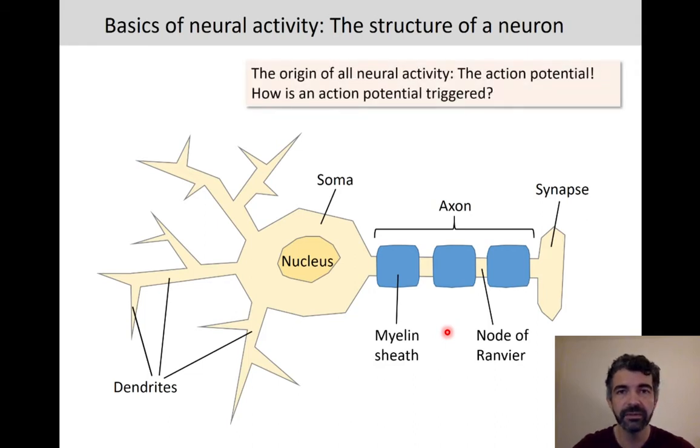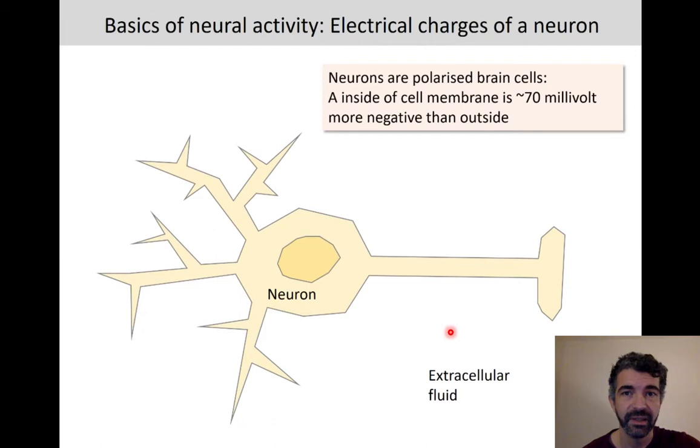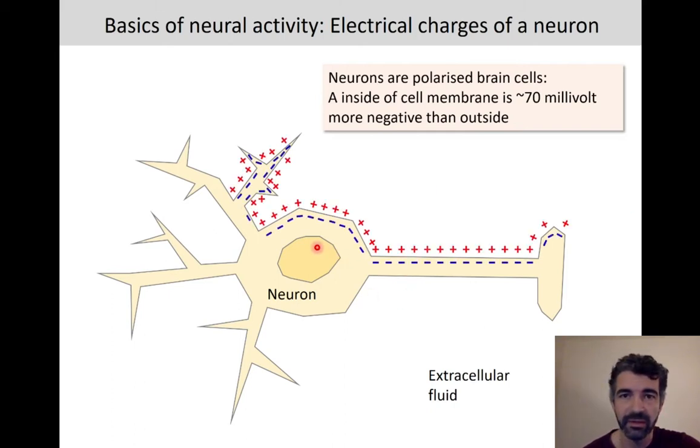So the origin of all neural activity is the action potential, and in the following we will be talking about how an action potential is triggered. First of all, we need to think of the neuron as polarized brain cells. So the inside of a cell membrane is about 70 millivolts more negative than the outside. This voltage we can measure is, in its resting state, minus 70 millivolts.